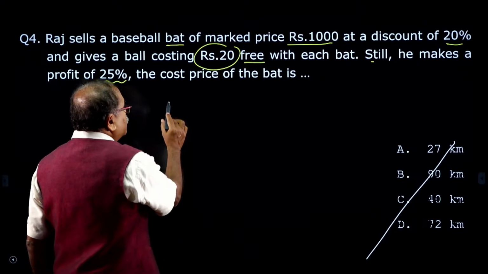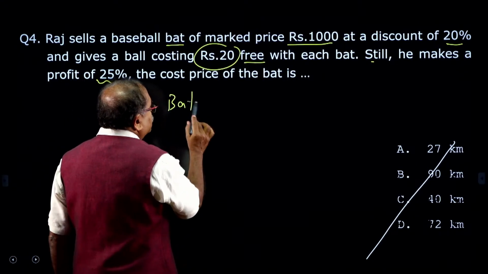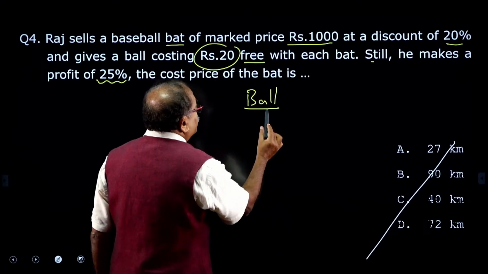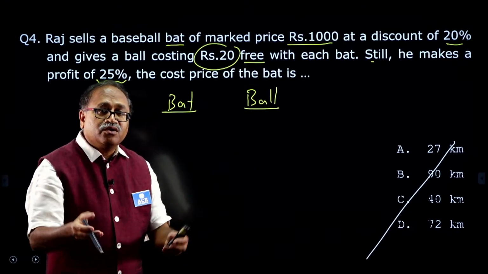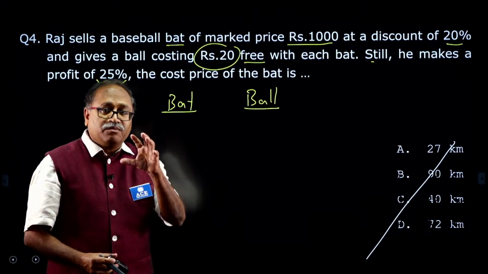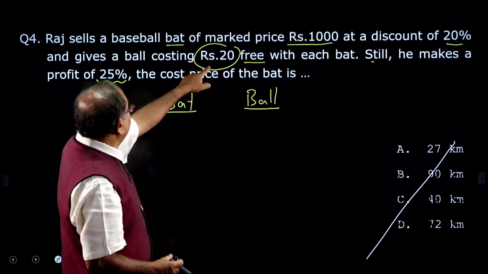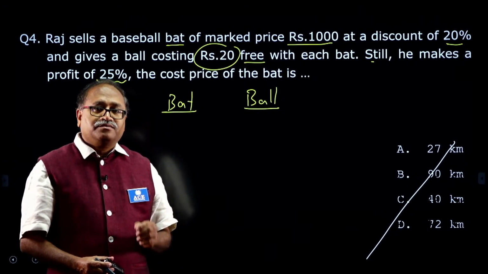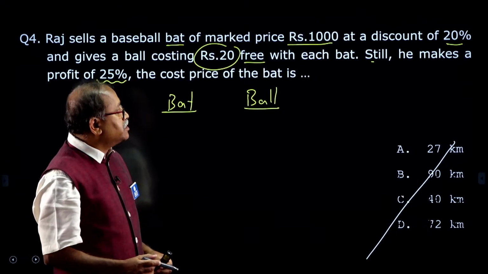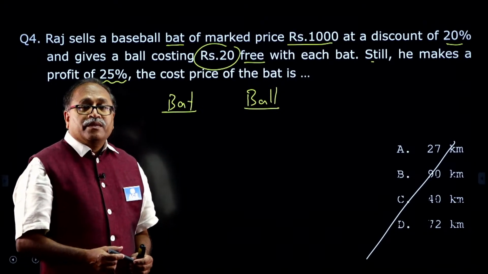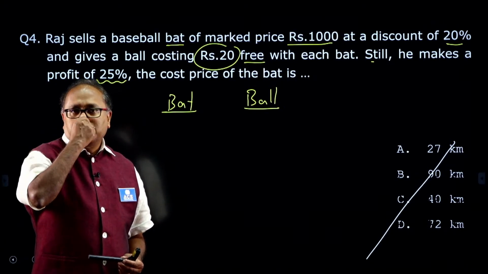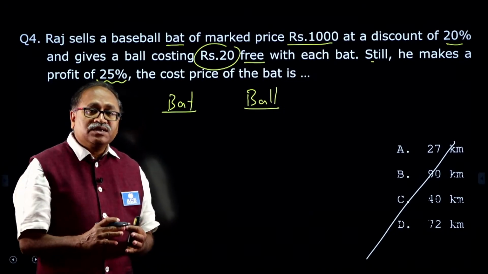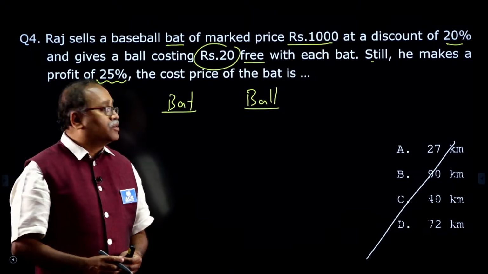Can you think of it, how to do it? Let us consider that this is the bat, and in the discount he is also giving a ball, and the price of the ball will be included in the cost price, because the ball which is given is how much rupees? 20 rupees, that is also part of the cost price. Come on my dear friends, I just wait for a few seconds. I am sure you will be able to answer the question. And all the questions which I am discussing will open up the application of the concept.